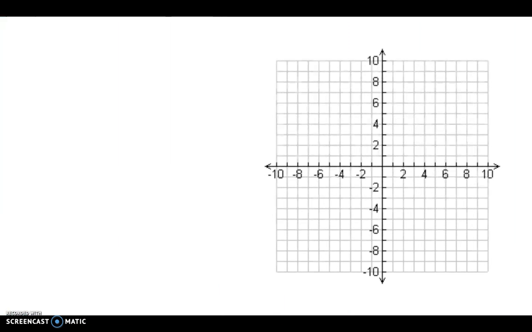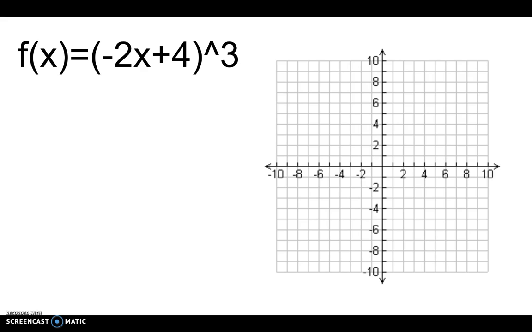So with any function, you'll usually start off with an equation. Any cubic function equation will have a chunk of the equation or the whole equation to the third power, or it might even just be a number to the third power. Some people refer to it as cubed. Cubed and to the third power are the same thing. And so our equation is f of x equals negative 2x plus 4 in parentheses to the third power.